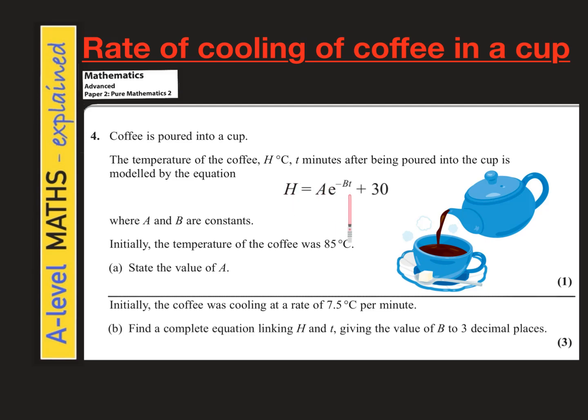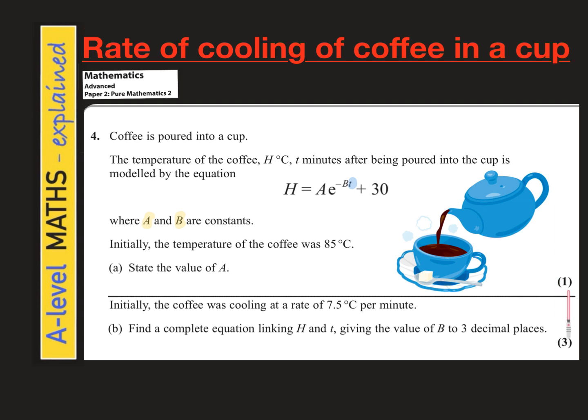This equation here gives us the temperature of coffee and how it's related to the time in minutes after being poured into the cup. The A and the B are constants, and we are wanting to find the value of A. Initially, the temperature of the coffee was 85 Celsius.